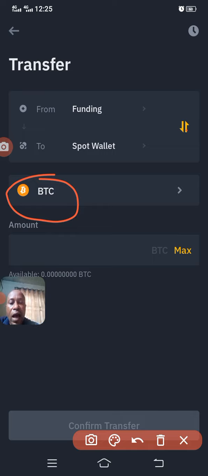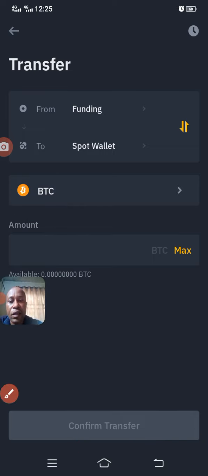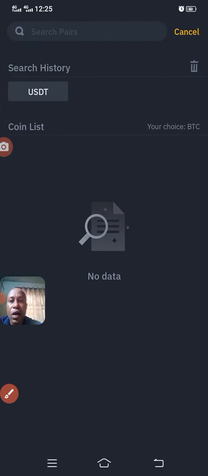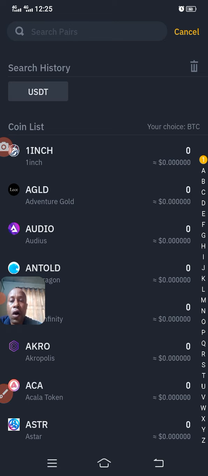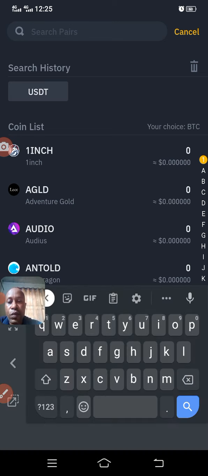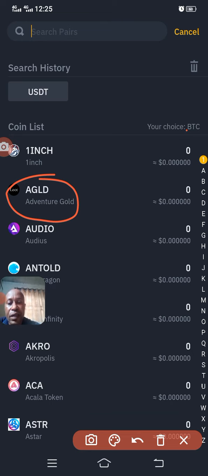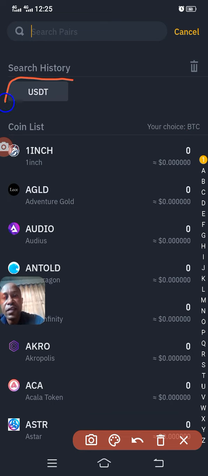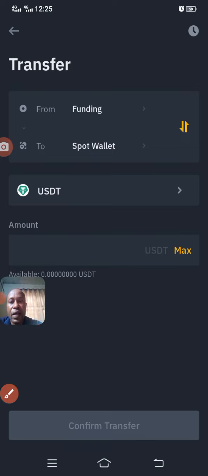You can see I have to click on it to select the coin I bought. Assuming I bought USDT, I will click on USDT. Once I click on USDT, you will see that the whole format will be on USDT. Are you seeing it? Now, the third one is the amount I want to transfer.